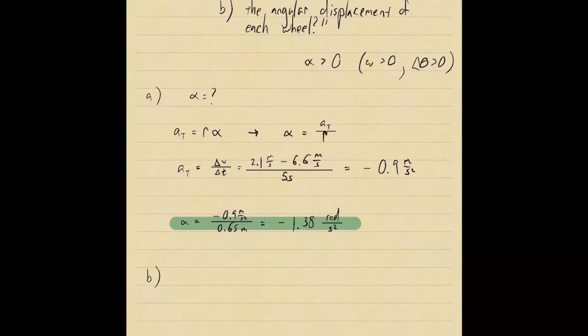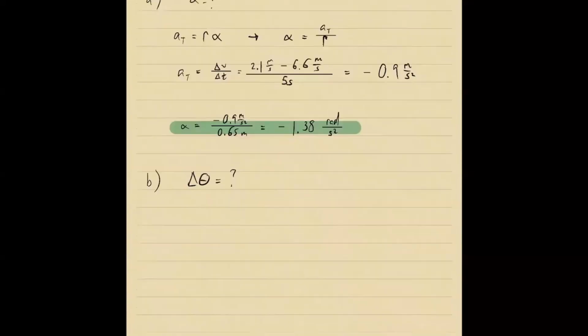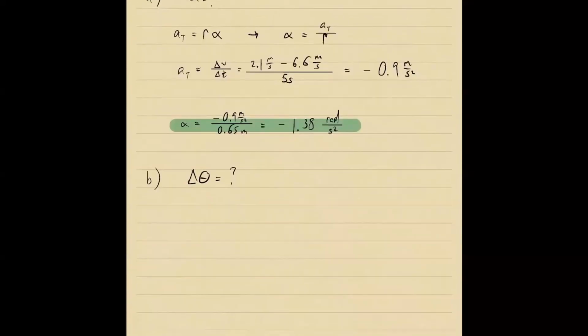So part B wants us to find the angular displacement for each wheel of the bike, right? So what does that equal? So we know that the arc length of an object traveling in a circle is equal to r, the radius of that circle, times its angle. So what does this mean? And why is this useful to us?